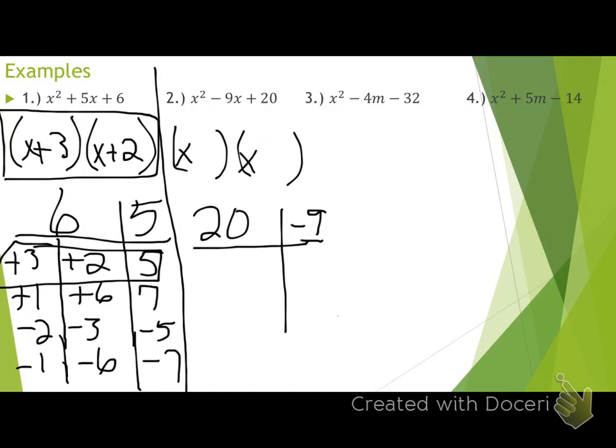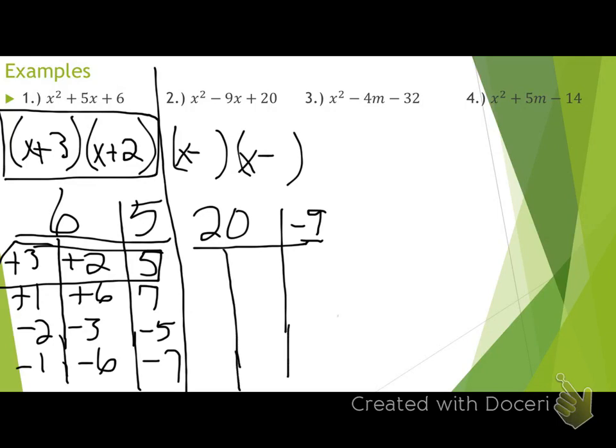Okay, what are my signs going to be here? Both minus. Remember, the sign in front of my C value is positive, so I know they're going to be the same. And then the sign in front of my B value tells me what they're both going to be, if they're the same. So they're both minus. Okay? Everyone good with that?